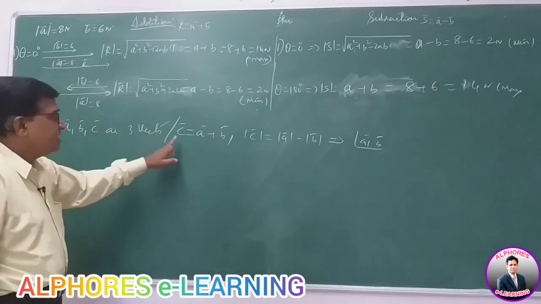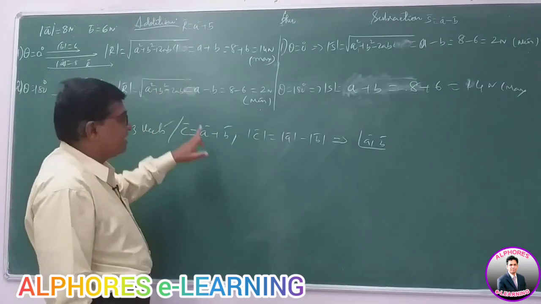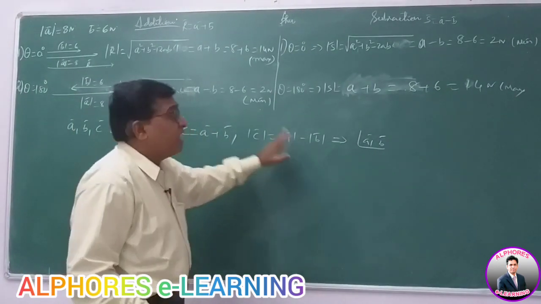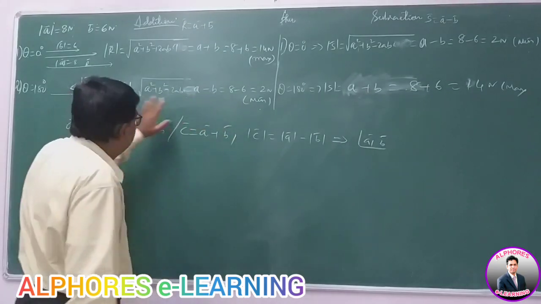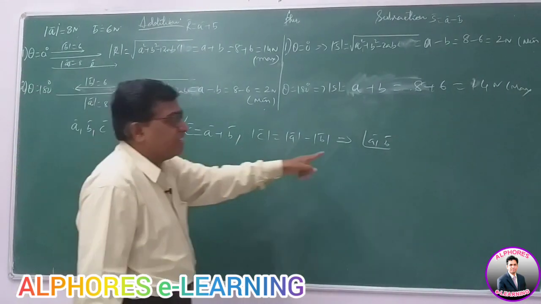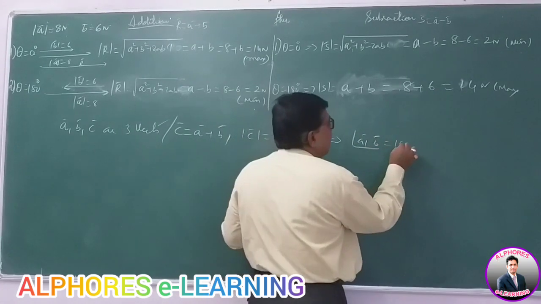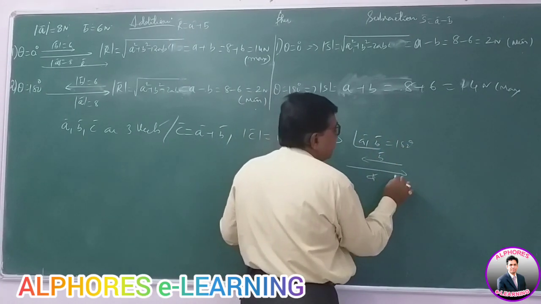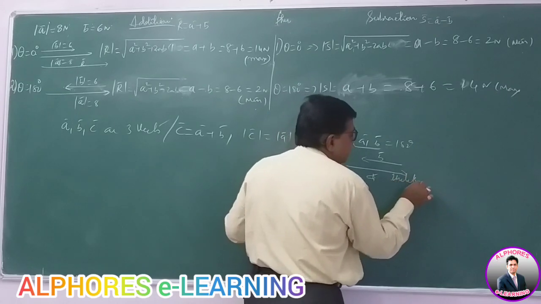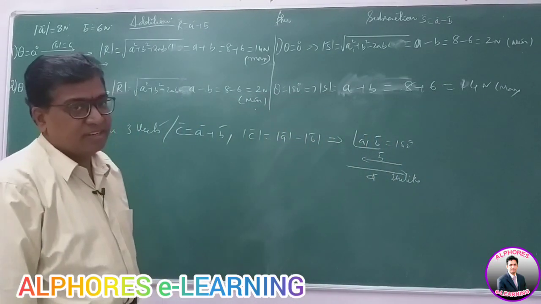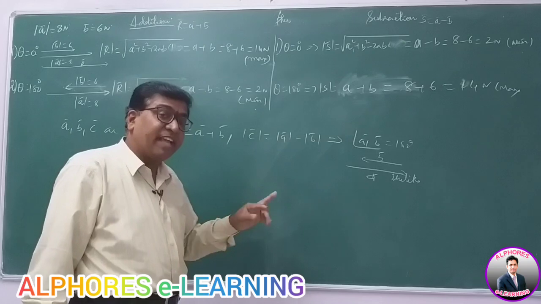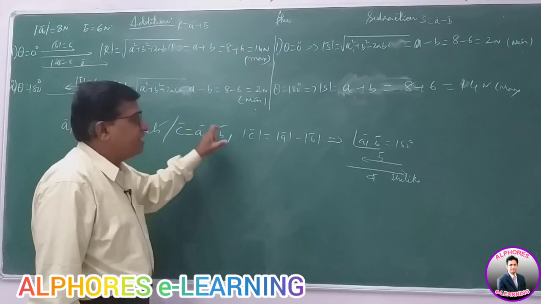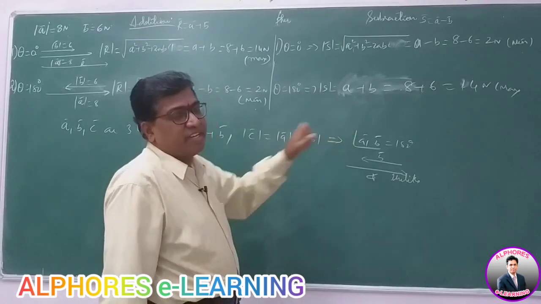Now this time C is A plus B, the addition resultant, but the magnitude is A minus B, the minimum. The addition resultant is minimum when theta is 180. So the angle is 180 degrees. That is, A bar and B bar are in opposite directions. They are unlike vectors, anti-parallel vectors, like this. So the addition resultant is minimum when the angle is 180 degrees.